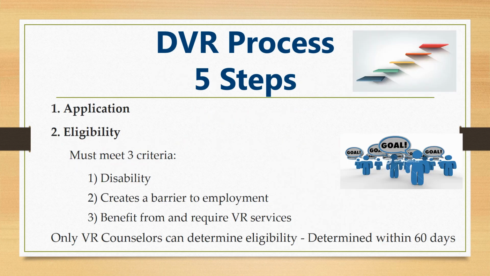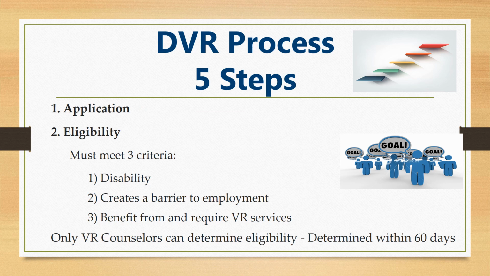The first step of the VR process starts when a person, generally a person with a disability, submits an application to receive VR services. The second step is eligibility. To recap, to be eligible, an individual must meet the 3 requirements. 1. They must have a disability. 2. That disability must create a barrier that makes it hard to get or keep a job. And 3. The individual will benefit from VR services.